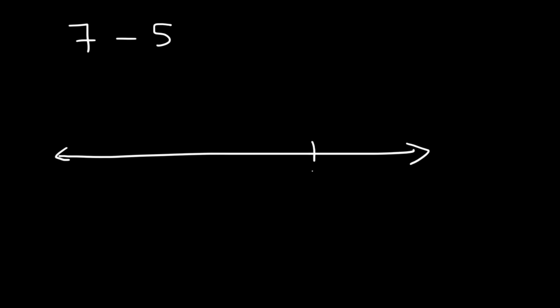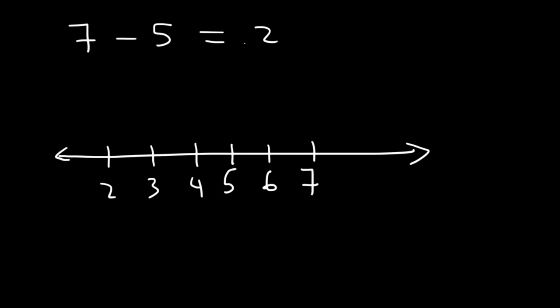Let's work on another example. 7 minus 5. So we're going to start with 7, and this time we're subtracting 5. So we need to travel 5 units to the left. 1, 2, 3, 4, 5. So this is 6, 5, 4, 3, 2. So 7 minus 5 is 2.